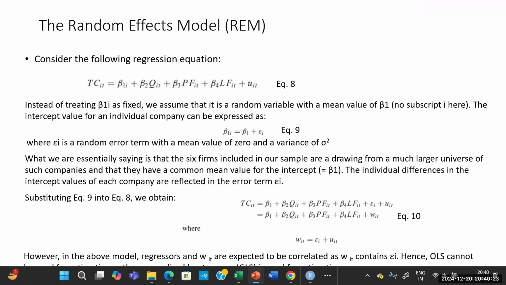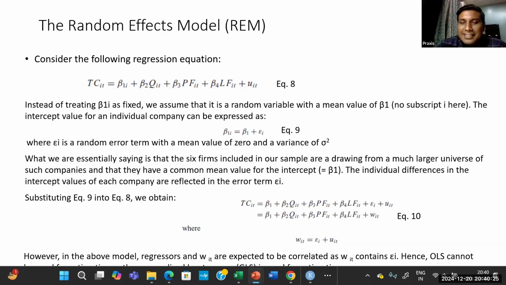Now, once you have added this epsilon I with UIT, correct? You have landed in a problem. What is the problem that you have landed in? Anyone?